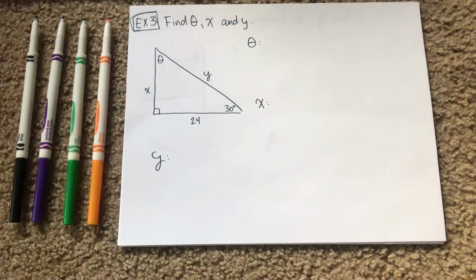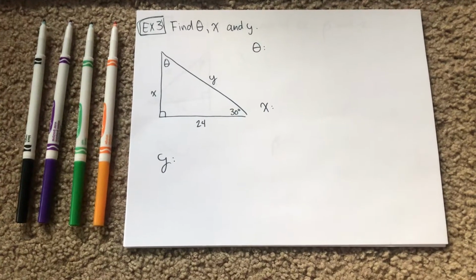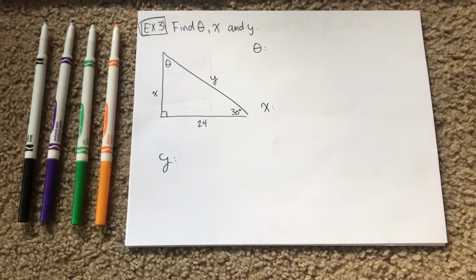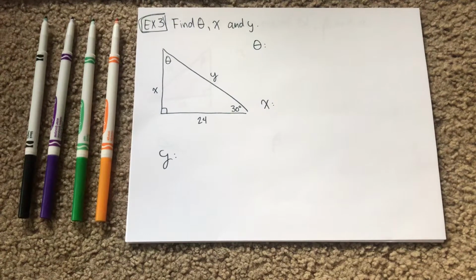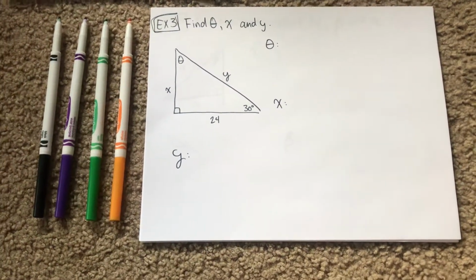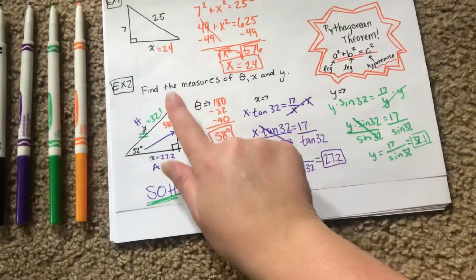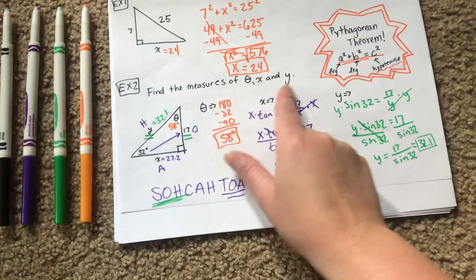Alright everyone, this is our last video on sine, cosine, tangent functions, so our trig functions, and we're going to do two more examples similar to what we did in the last video, where we are finding the missing measures of sides as well as some angles. If you remember, last time we looked at example 2 and tried to find the measures of theta, x, and y.